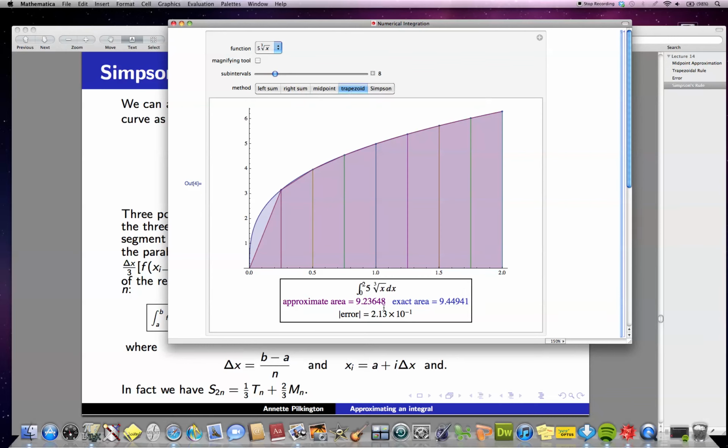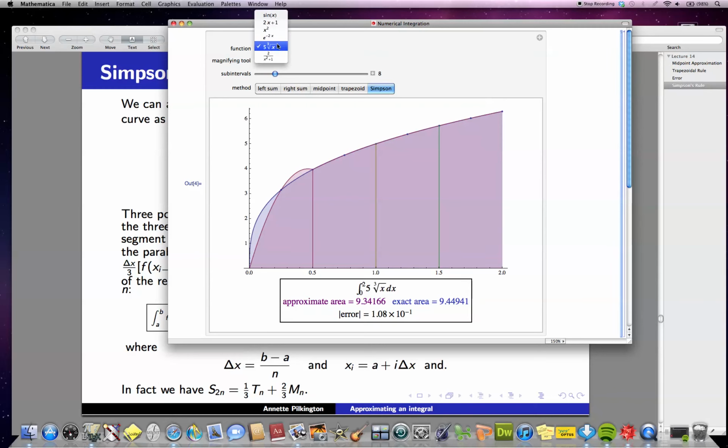trapezoidal rule here. And you see the error with the trapezoidal rule is larger, it's 0.213, and the error with the midpoint rule is actually a little less here. It's 0.0423, and it's actually less than Simpson's rule.